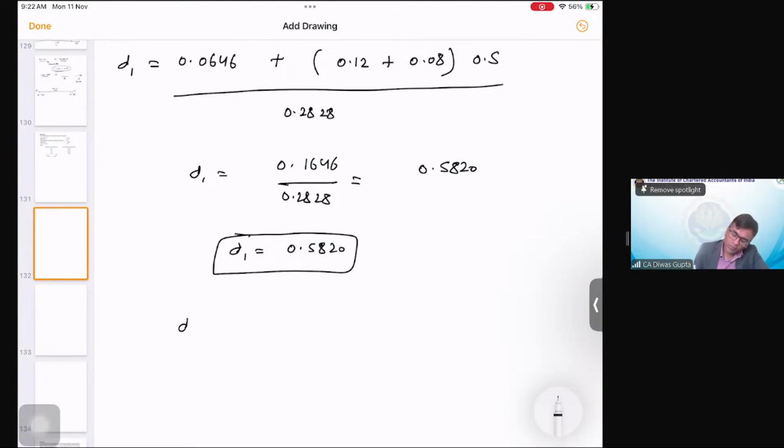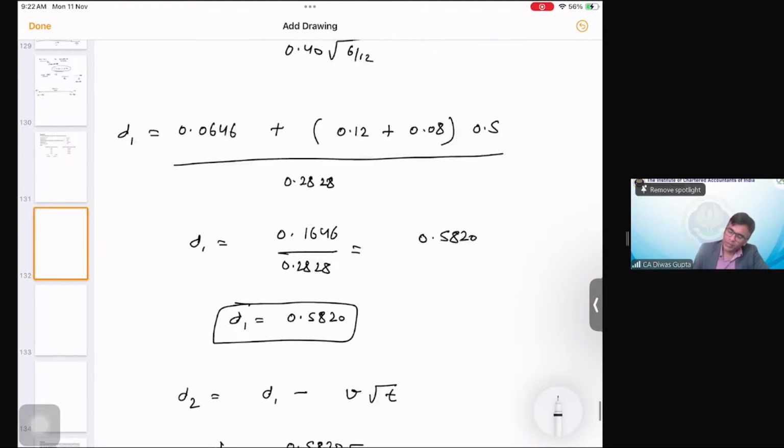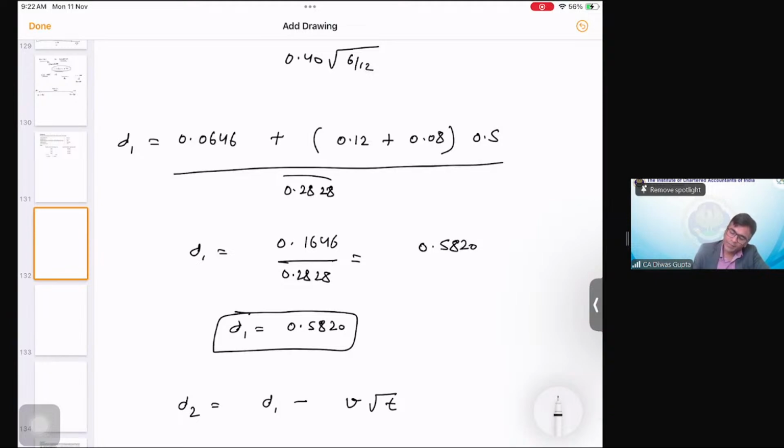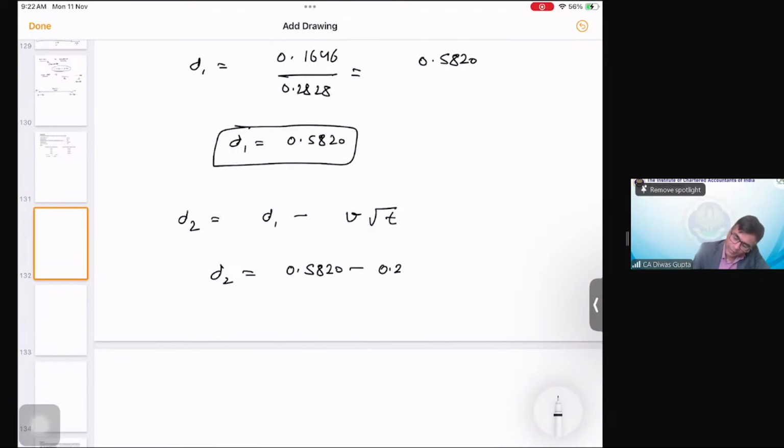And D2 is equal to D1 minus V under root T, right? This is what we discussed. So D2 will be 0.5820 minus V underscore T, which we have already calculated here, right? 0.2828, which is in the denominator of the above formula. So let's use that. In a nutshell, it will be equal to 0.2992.